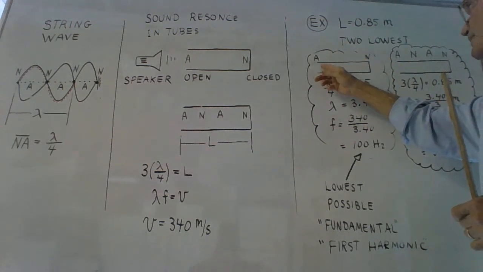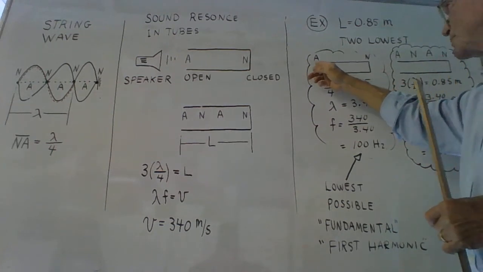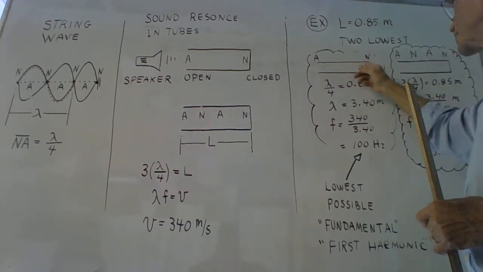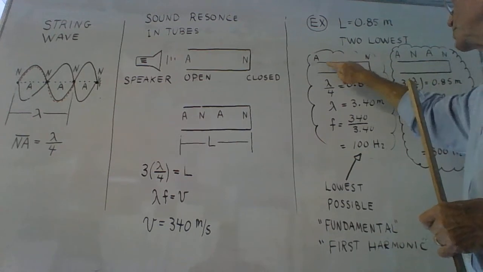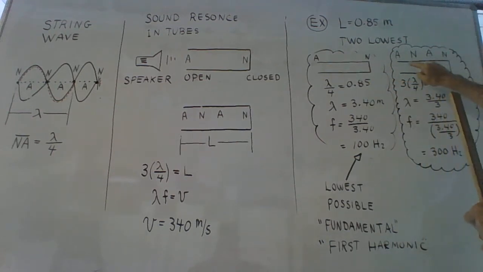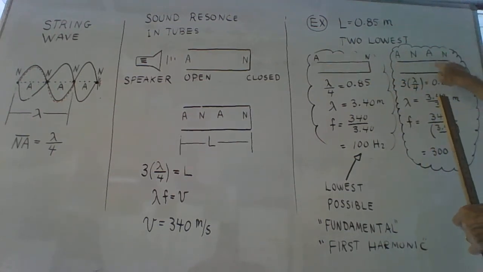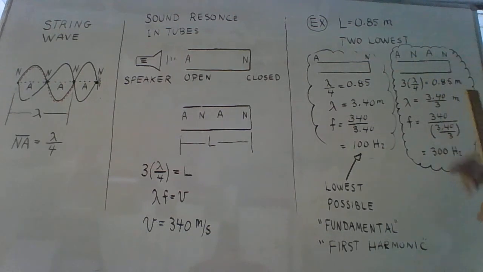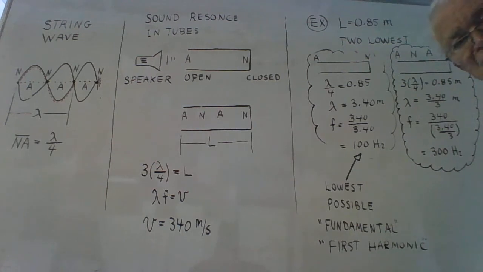In this case, the fewest number of letters that will label an open-closed tube is A-N, 2 letters. The next fewest number of letters for an open-closed tube are 4 of them. And after that, well, I'll let you discover on your own.